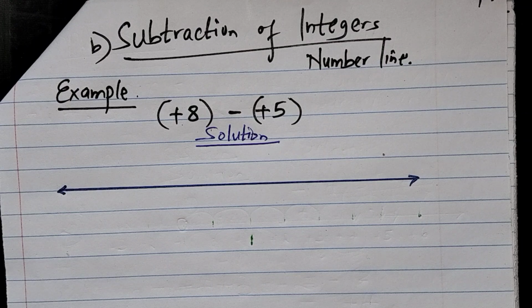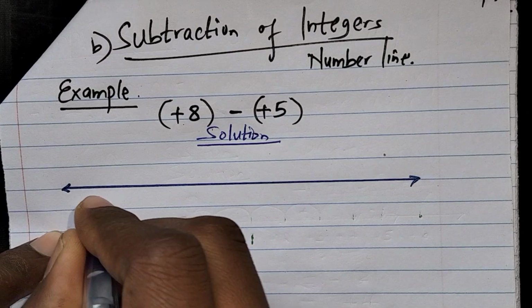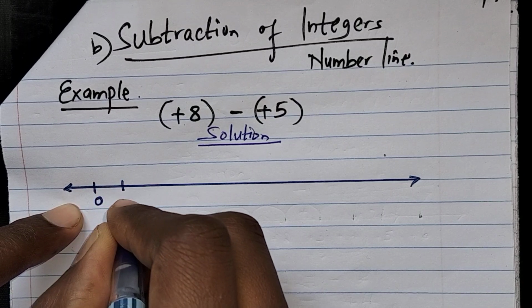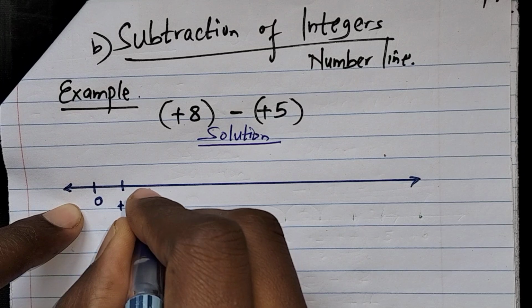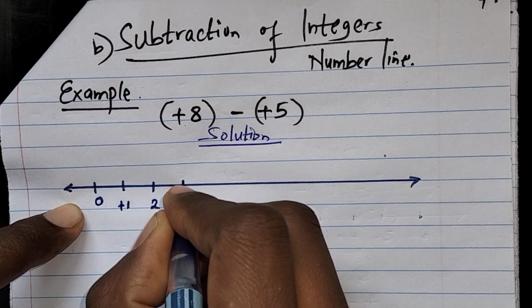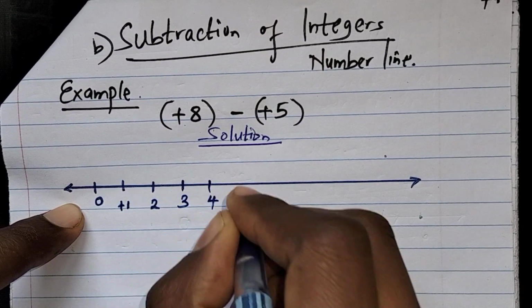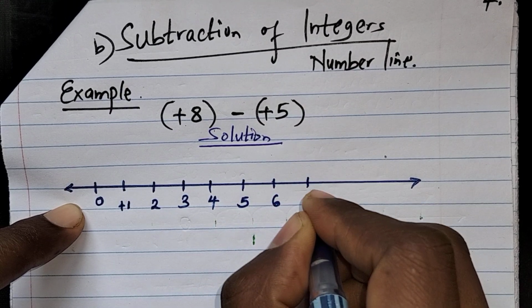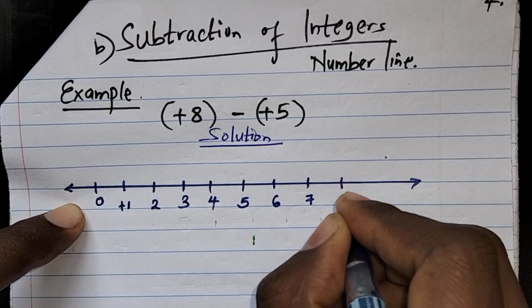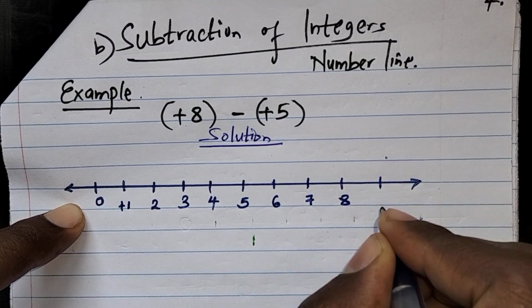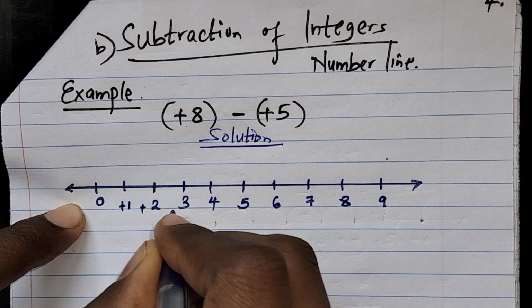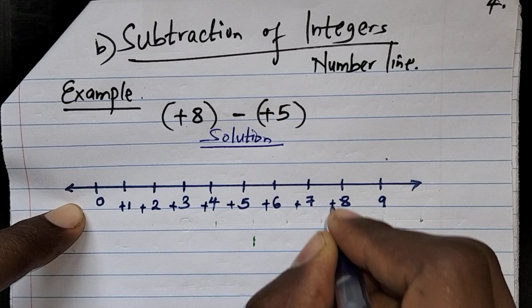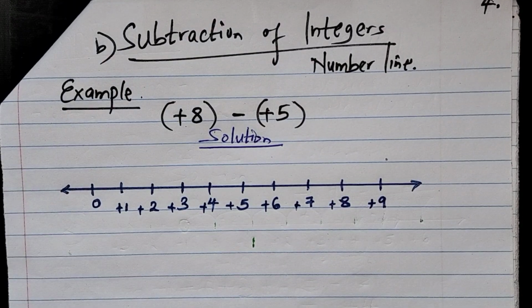So let us calibrate our number line and have the figures. For example, we can have 0 here. Then at uniform intervals, we have positive 1, 2, 3, 4, 5, 6, 7, 8, and maybe 9, and all these ones are positive integers. So it is important we note that all of them are positive integers.